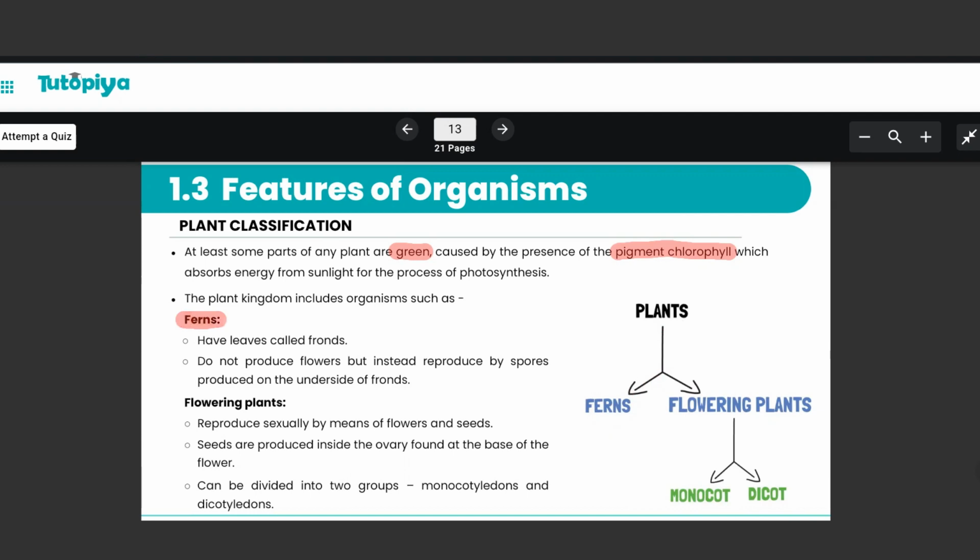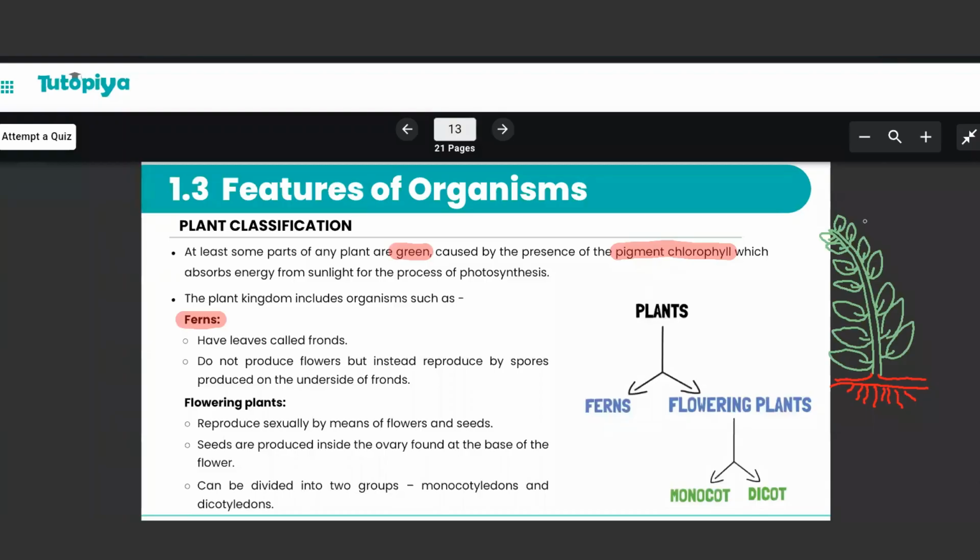I'm just going to take a minute and quickly draw up a diagram of a fern. All right, so here's a simple diagram of a fern. You can understand that it's a very simple type of plant. It contains leaves and an underground stem and roots of its own. The leaves of a fern are called fronds.